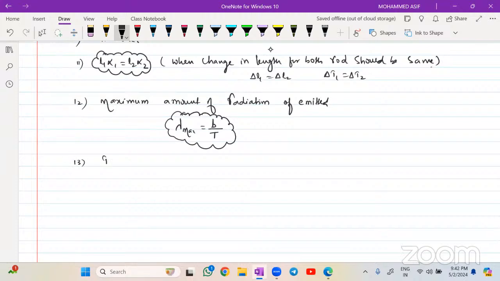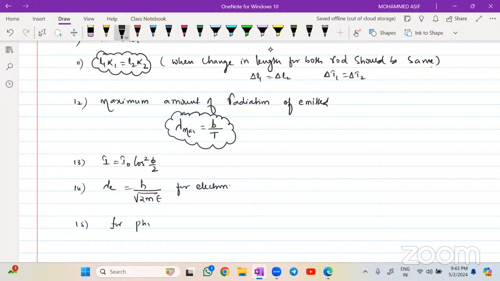You should also remember the formula I is equal to I naught into cos square phi by 2. 2-3 बार इस पे क्वेश्चन पूछा गया हुआ है रेगुलरली. The same way, wavelength of the electron is equal to h divided by under root of 2m into e, for electron, if I'm talking about. Isn't it? The same way, for photon, energy is equal to momentum into c. Clear?